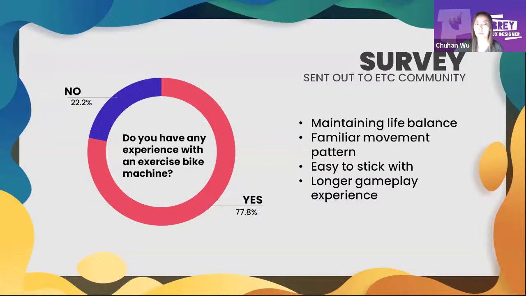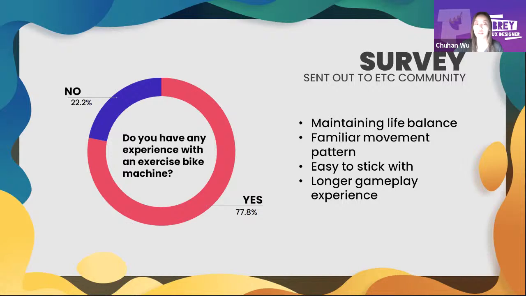Based on our findings about motivations and exercise patterns, we found out that most people do exercise for maintaining a life balance and refreshing from their busy work. People tend to choose the type of exercise that they are more familiar with. People prefer to choose the type of exercise that they find easy to stick with, and each time they exercise, people tend to maintain it for a longer period of time so they can actually feel the body changes.